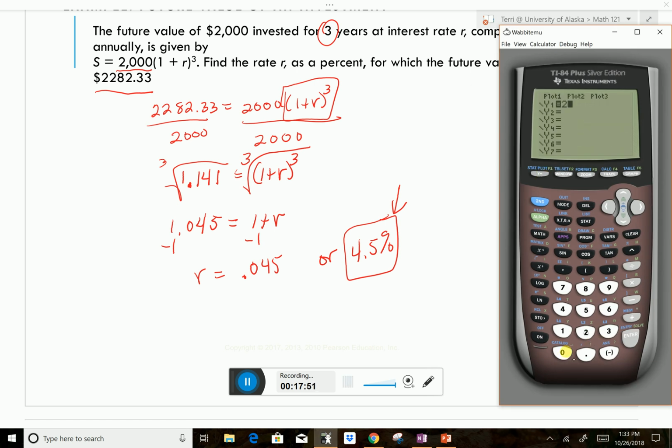If I wanted to, I can enter 2,000 times (1 plus x) cubed, and then set that equal to 2282.33. And let's see. We know x is going to be very tiny, so let's set our window so we can actually see something here, right? So we know our x is going to be between 0 and 1. I know that sounds really crazy, but that's what we're going to do. And then our y min has to be over 2,000, so we'll go up to 3,000, just so that we make sure we cover this number.